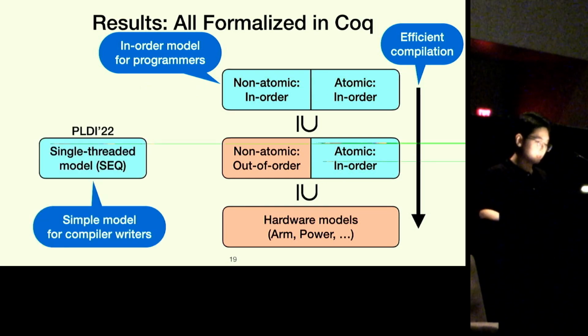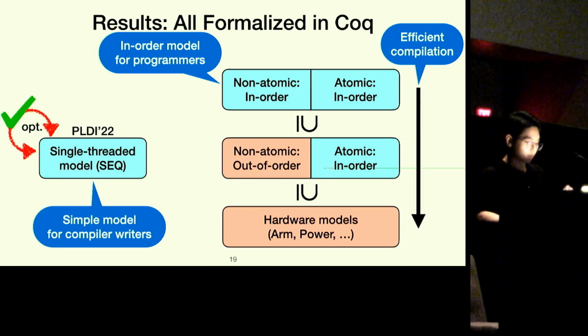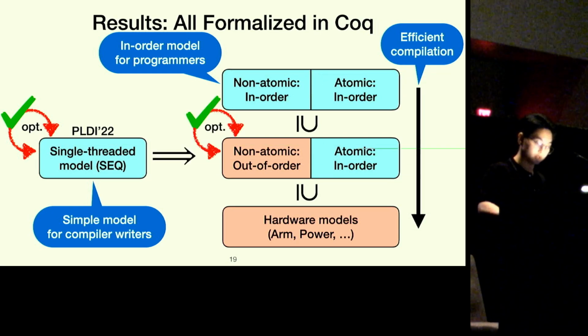We also provided a simple sequential model for compiler writers by applying the result of our paper at the last PLDI. Specifically, we proved that a compiler optimization correct under the sequential model is also correct under the IR model. Therefore, programmers as well as compiler writers do not need to understand the complex IR model. In the paper, you can find more details about the two models and formal results on them.